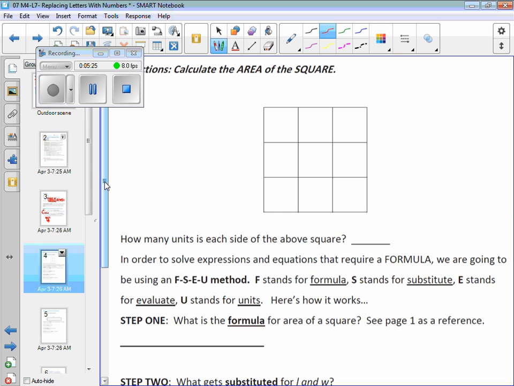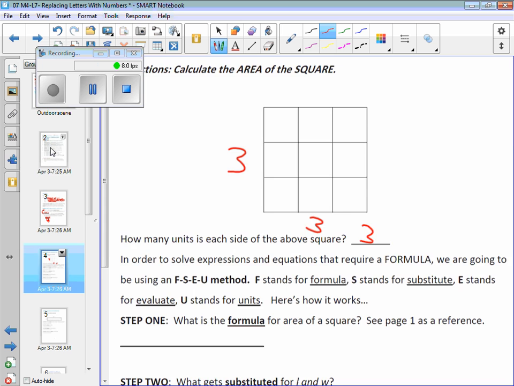What are the sides measure of the square? 3 by 3. Okay, so let's put a 3 here. Let's put a 3 here. 3 also kind of goes here because it's asking the units. Okay. We're going to find the area of the square using the formula for the area of the square. There's 2 ways I've seen the formula for the area of the square written.